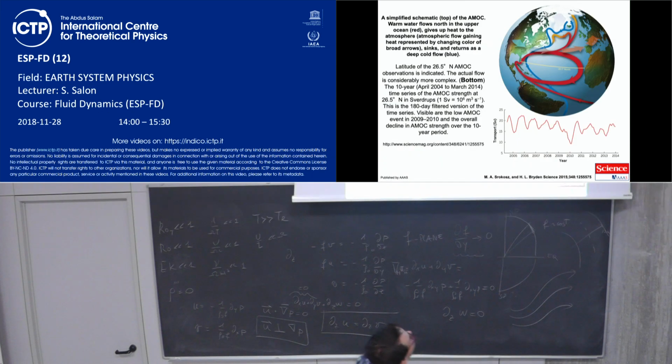Another example in the ocean is the Gulf Stream, or as they call it here, the AMOC, the Atlantic Meridional Overturning Circulation. Even if here the hypothesis of homogeneous fluid is too much of a stretch. But in any case, we can consider for specific conditions that the Gulf Stream is flowing and can be considered as a geostrophic balance. Okay.